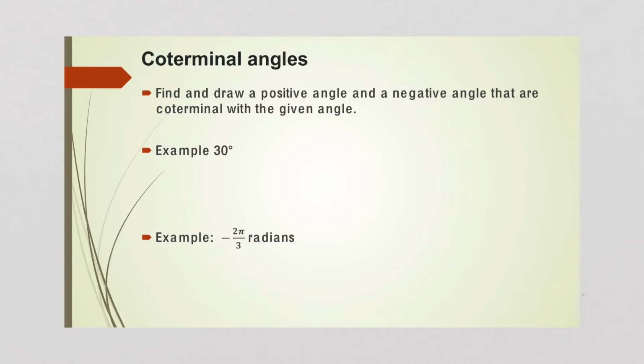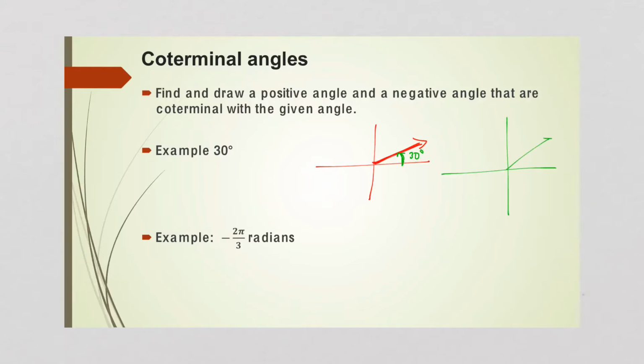So the first question we have is: find and draw a positive angle and a negative angle that are coterminal with the given angle. So my example, 30 degrees. If I think about the unit circle, 30 degrees happens somewhere about here, and if I were to label that, it would look like this. 30 degrees. But I need to draw a positive angle and a negative angle that are going to end up in the same place.